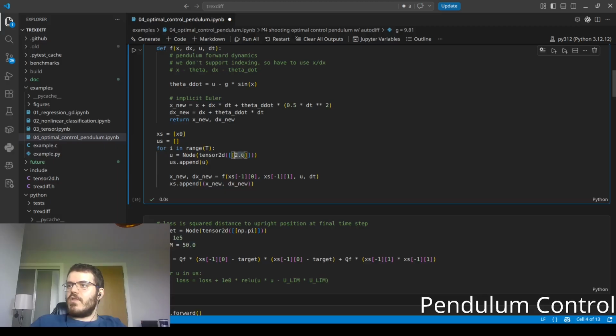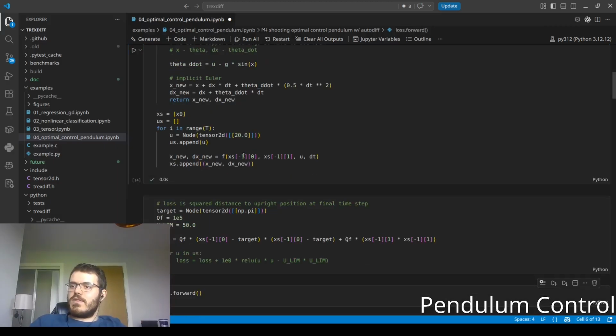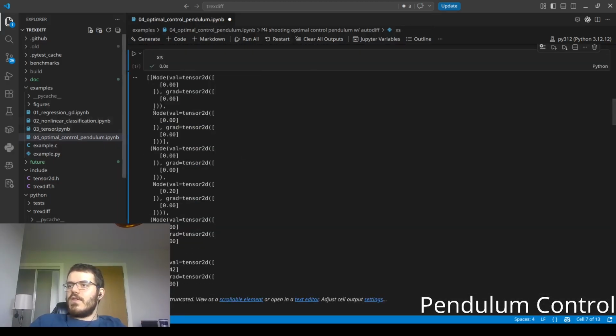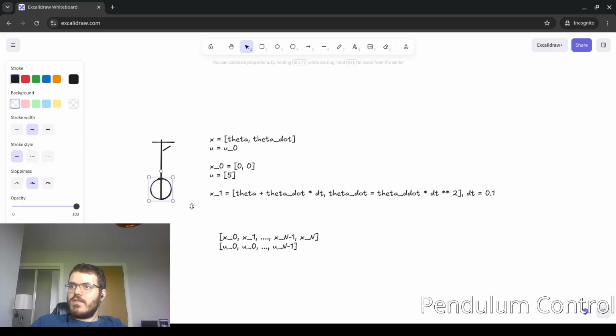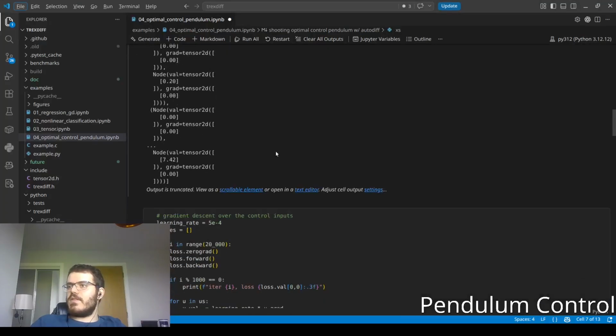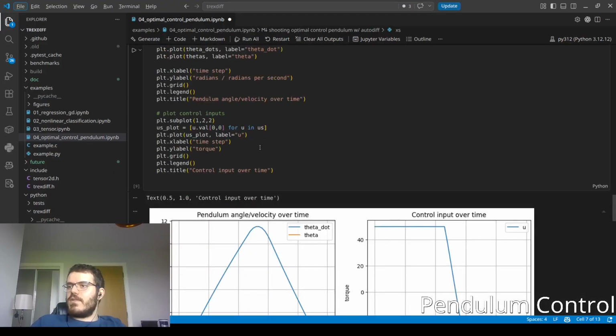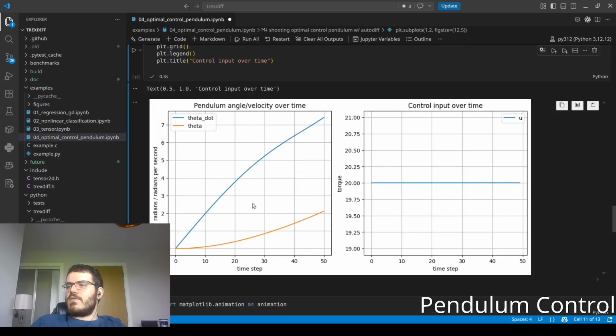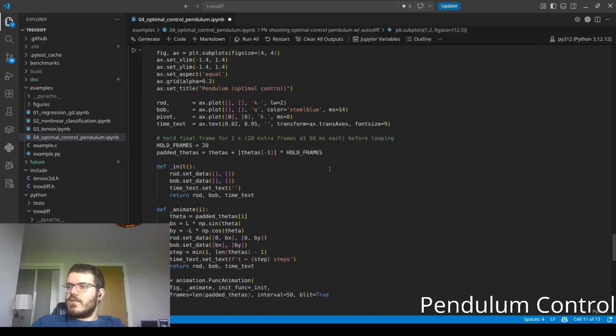I said it's going to be 2. Actually 2 I think is too little. Let's make it 20, and that should move it quite a bit. So you can see that it starts moving now. So see, it gets up to like 7. Pi is like 3, so 7 is like, it's spinning like crazy, and you can probably kind of see it. If I pasted it here, you can see that it's just like accelerating into infinity.